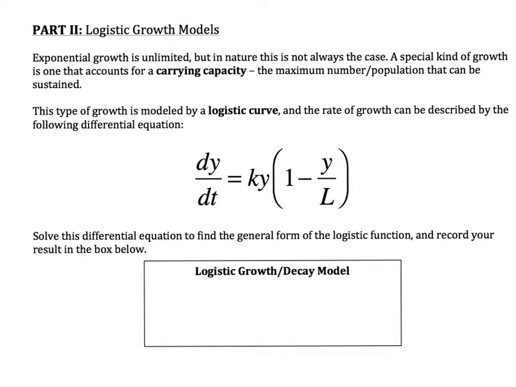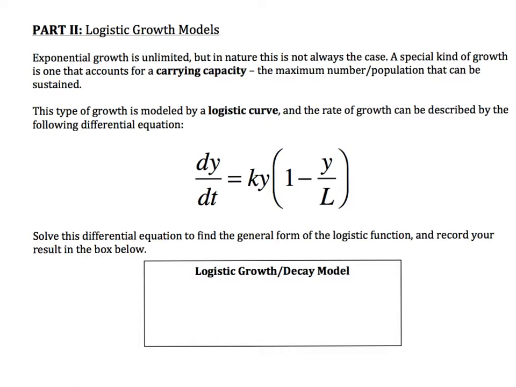Either nature cannot support that many individuals, or there's a predator-prey model happening, where the predators keep the number of prey at bay. So basically, unlimited exponential growth is not always a reasonable model for real-world phenomena. More often, what is more realistic is what we call a logistic growth model. This is a growth model that accounts for what we refer to as a carrying capacity, which you may have heard of if you've taken a biology course.